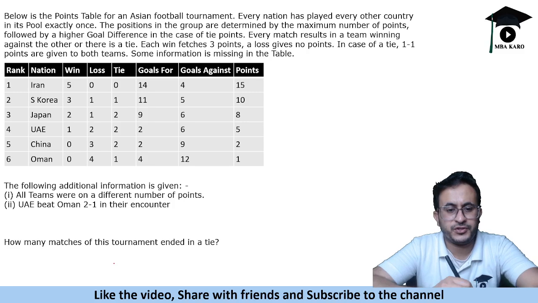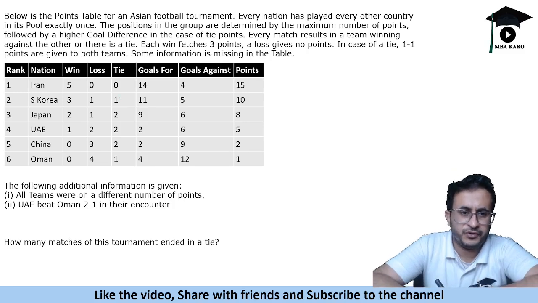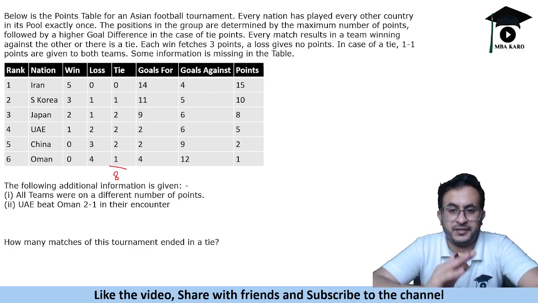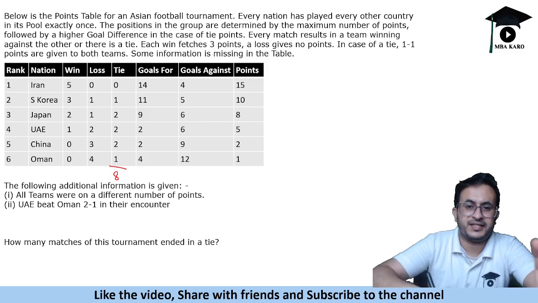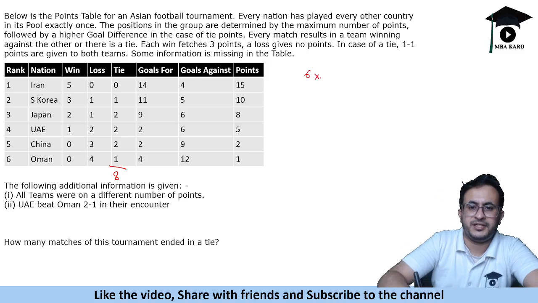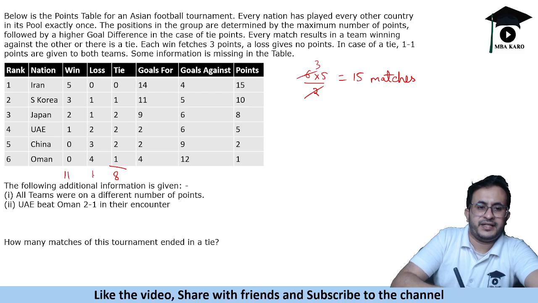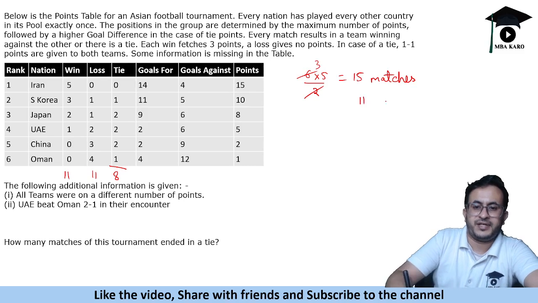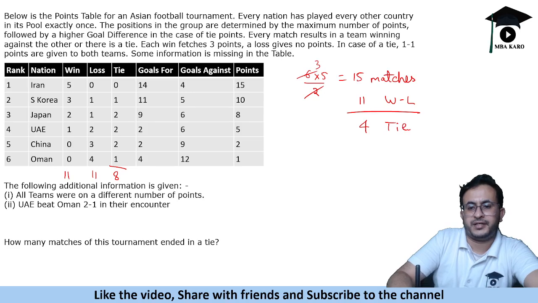How many matches of this tournament ended in a tie? Okay, a common mistake that people would make here is add 8 and mark 8 as the answer. Remember that how many matches are there? There are 6 teams. Each team plays 5 matches and each match involves 2 teams. So there are total of 15 matches. We said 11 wins, 11 losses. So that means 11 matches are win-loss scenario. So remaining 4 matches would be tie.